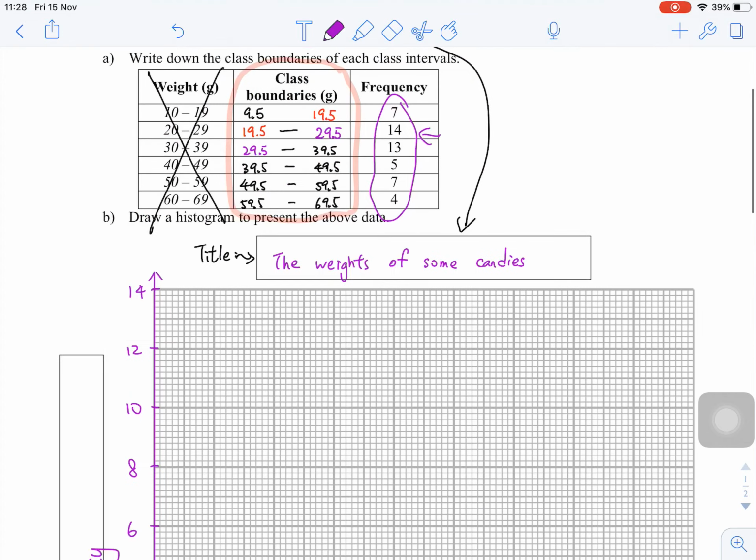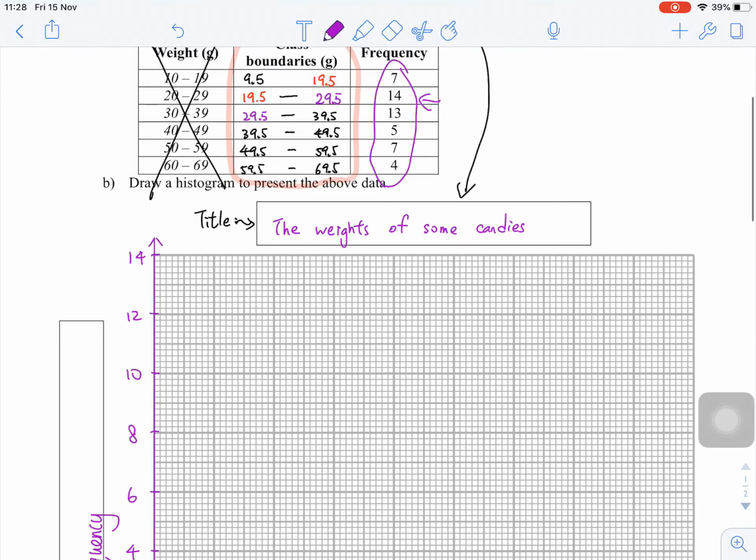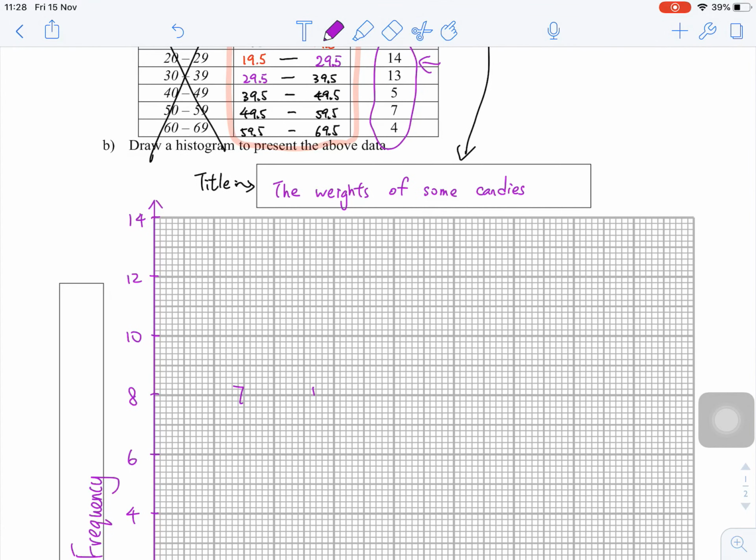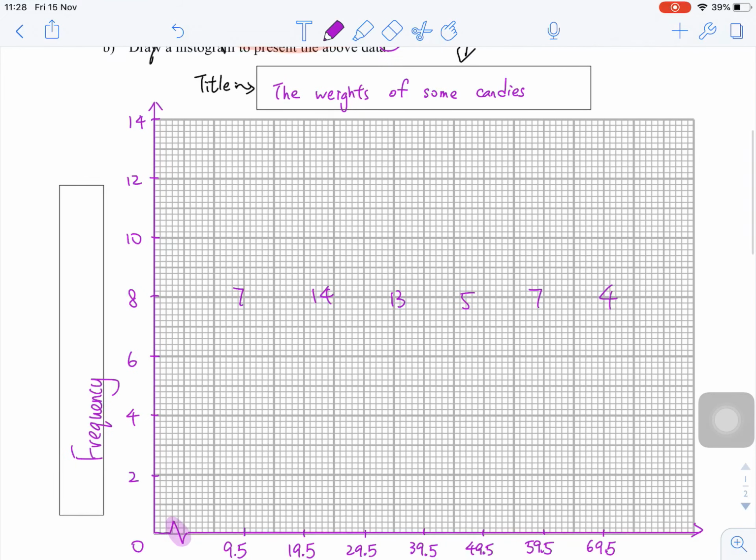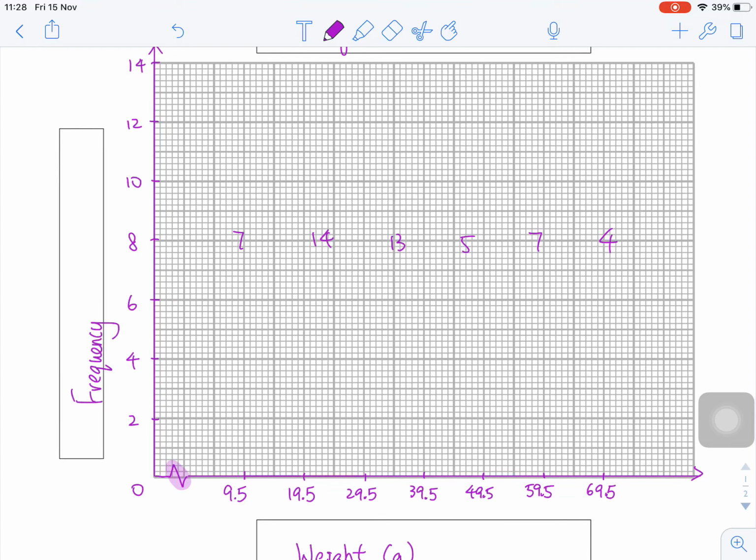What is the data? 7. Just jot it here. 7, 14, 13, 5, 7, 4. I just jot it down first. So 7. 7 is here. Okay? So I construct the bars. Draw the bars one by one. Next one, 14.